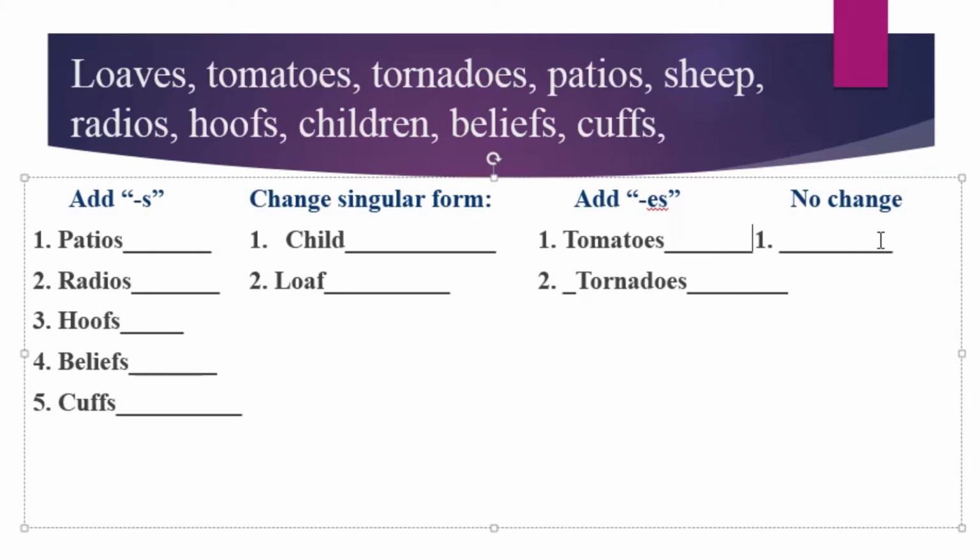In the last column, it says no change. This means that the word stays the same in the singular and plural form. What is it? Sheep. Good. Look at different pictures and try to guess the correct spelling word.